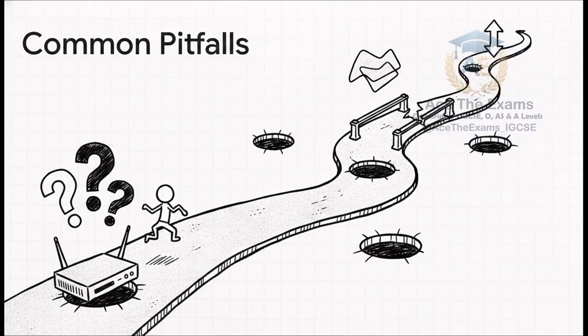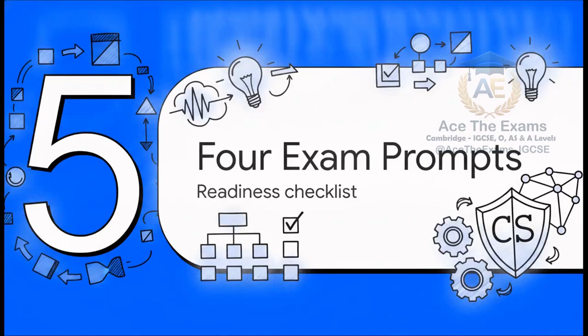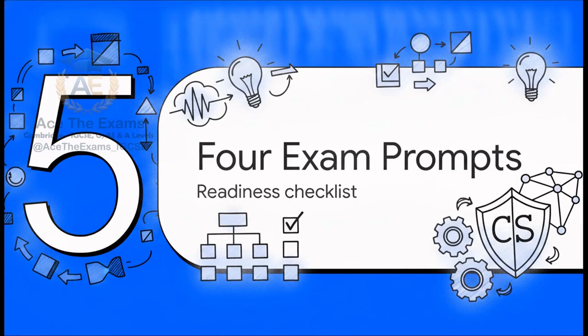For example, if you know exactly what a router is, but you just drop the word router into your sentence and don't explain its specific role in routing packets across the network in the context of the question, your knowledge goes entirely unrewarded. Examiners cannot give you marks for what they assume you know, they can only mark what is on the page. Finally, Section 5, the 4 exam prompts, the ultimate exam readiness checklist.